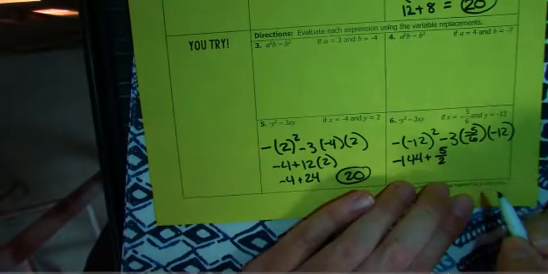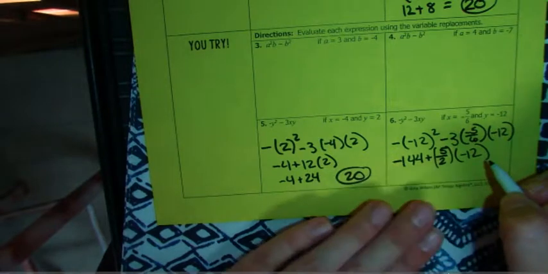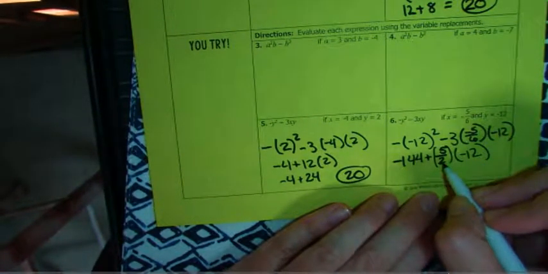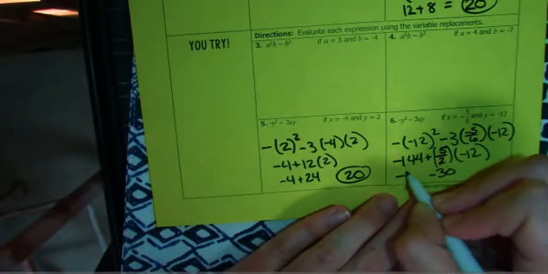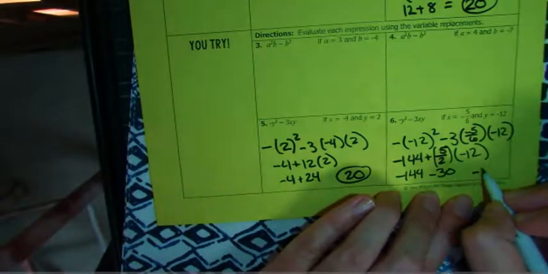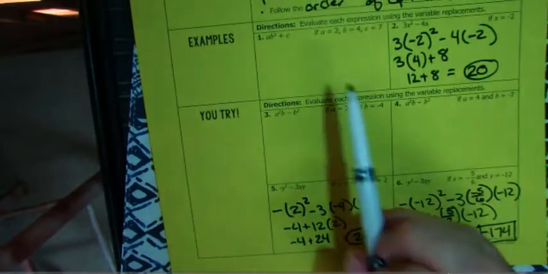We can simplify it. Now let's keep parentheses. All right, and now I got to multiply. -12 divided by 2 is -6. -6 times 5, -30. -144 minus 30 is going to be -174. Okay, so for homework, right now you have to do 1, 3, and 4 by yourself. All right, let's go on to the back and do just a couple.